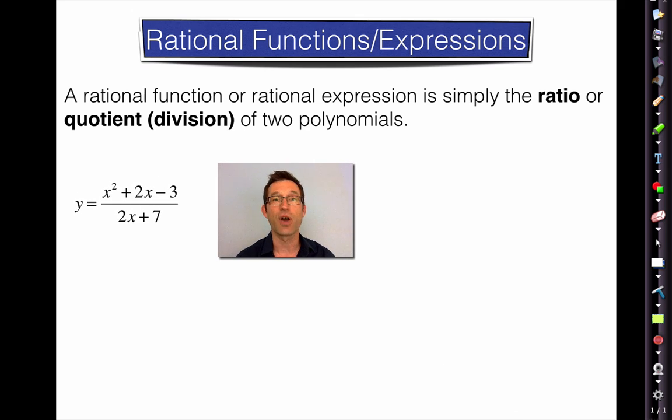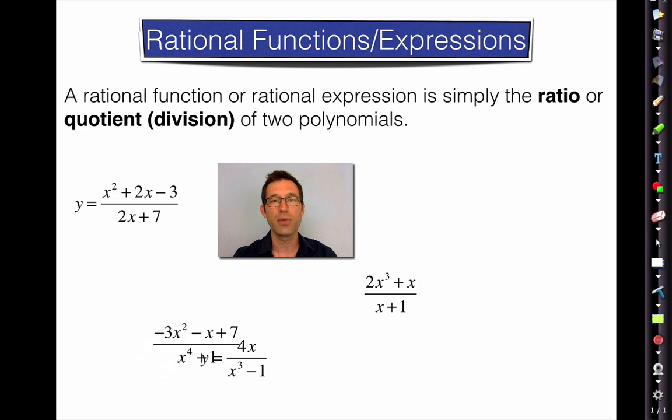So in the top we have a quadratic polynomial, in the bottom we have a linear polynomial. We could have a linear polynomial in the numerator and a cubic polynomial in the denominator, and those are functions, right? Because y equals, we have inputs, we have outputs. We could also just take a look at rational expressions, where there's no equation. So in that one we have a cubic polynomial divided by a linear polynomial, and in this one we have a quadratic polynomial divided by a quartic polynomial.